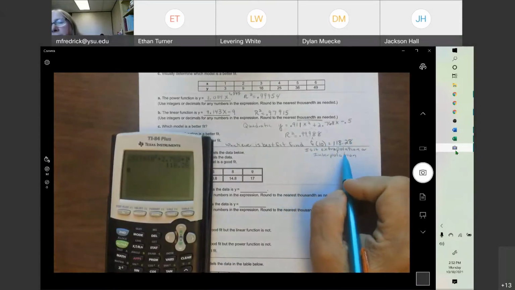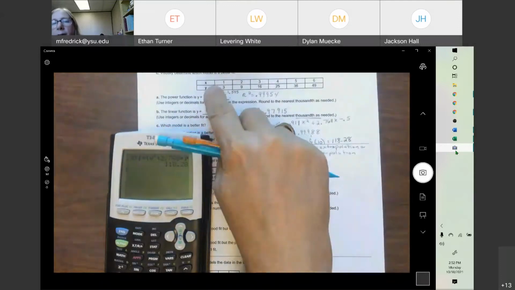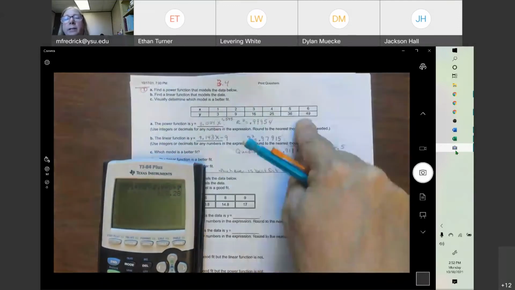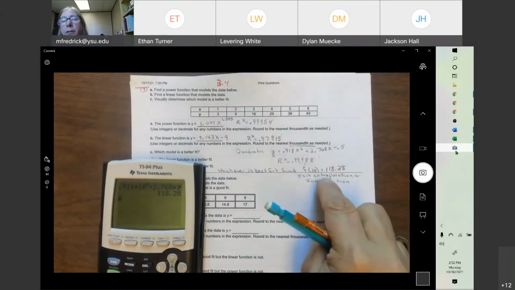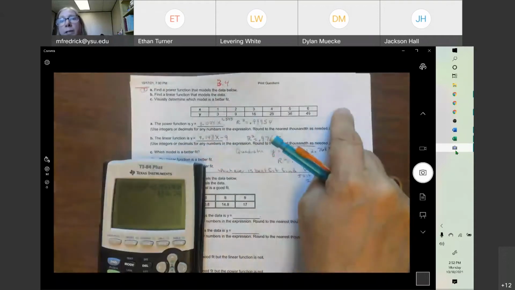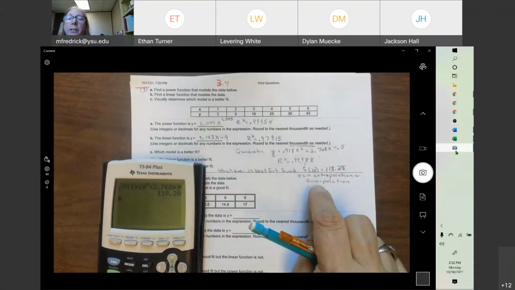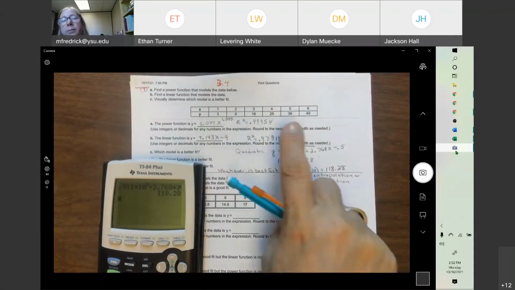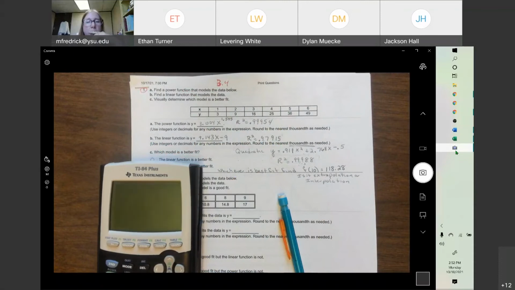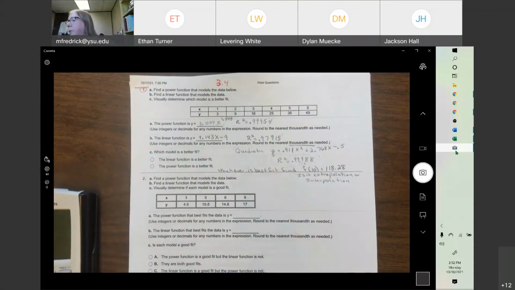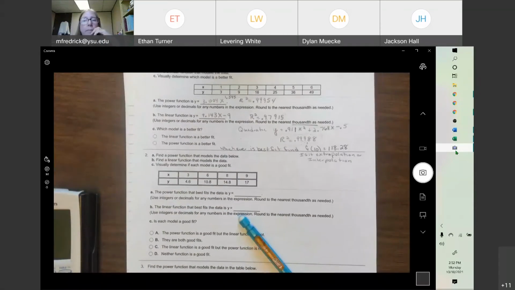When you're deciding if it's extrapolation or interpolation, you look at your x values. Our x values go from 1 to 6. 10 is not in 1 to 6, so it's extrapolation. If these went from 1 to 20, 10 is inside there, then it would be interpolation. So it's extrapolation because this only goes 1 to 6. Any questions on that? That's everything from chapter 3. Any questions?